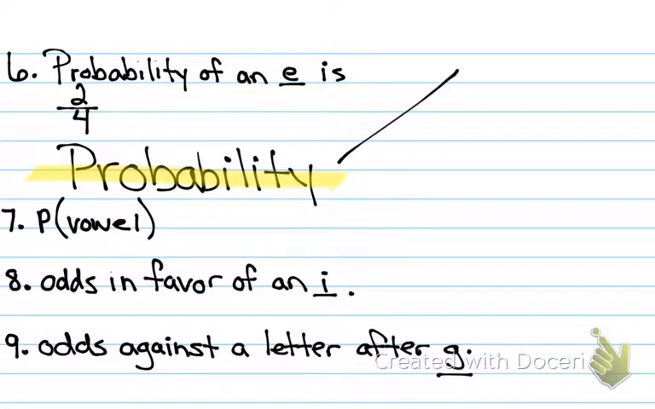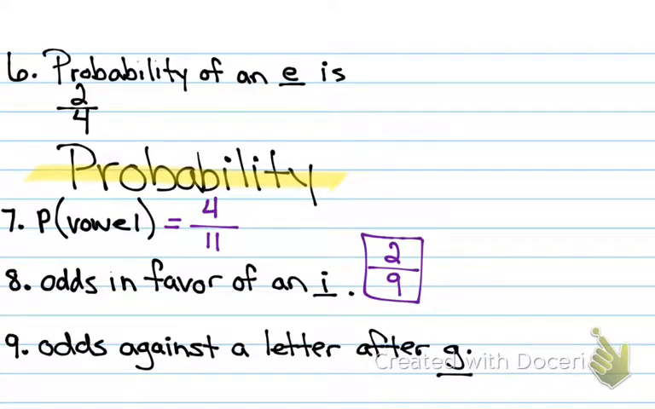Now, let's move on to the word probability. What is the probability that I would choose a vowel out of this word? 4 over 11. Favorable over total. Now, what are the odds in favor that I would select an I? 2 out of 9 or 2 out of 11? 2 out of 9. The total must be 11. But remember, it's favorable to unfavorable. So if there are 2 I's, that means there are 9 letters that are not I's.